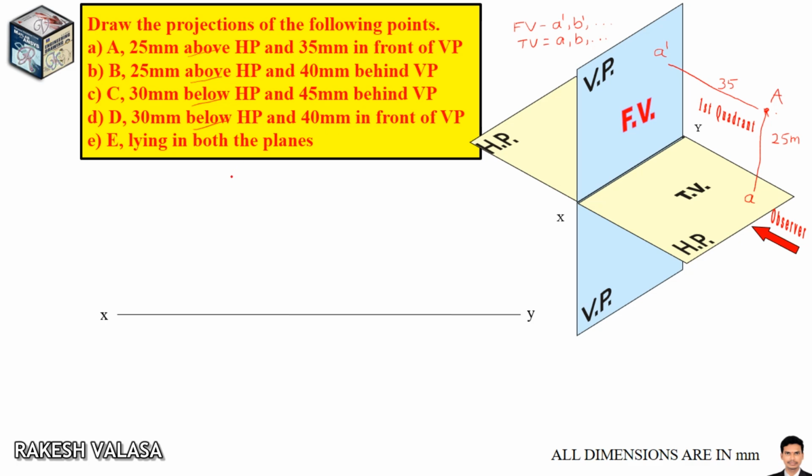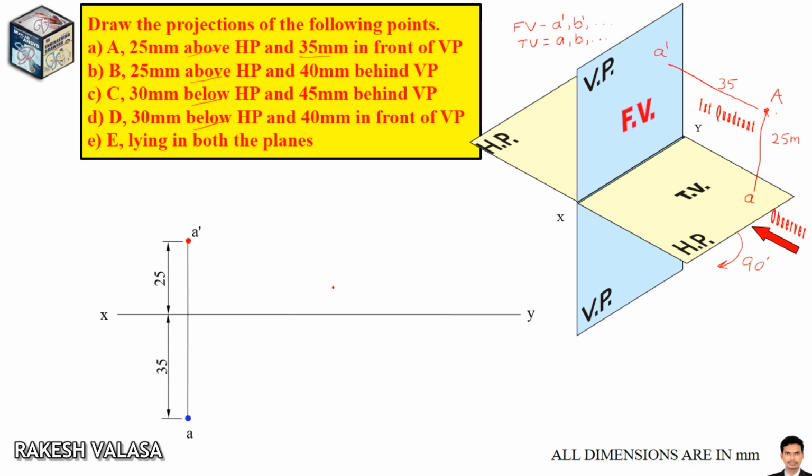So locate one point on XY, and draw the 25 mm above the HP. Above means from the XY line you draw one projector line, and that height is 25 mm. That point name is the front view point, that is A dash. Now give the dimension 25 mm above the HP. The top view falls on the horizontal plane. For 2D representation, rotate the horizontal plane 90 degrees clockwise. So that top view point goes below XY. From the same projector, draw 35 mm below the XY. That means 35 mm in front of VP. That name is top view A. So give the dimension, that is 35 mm.